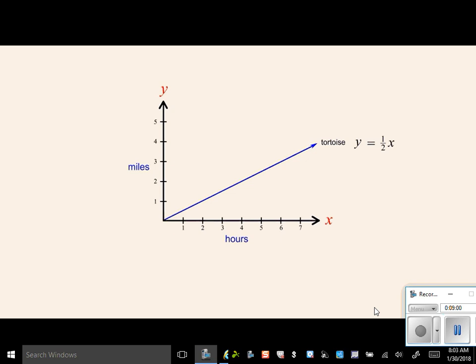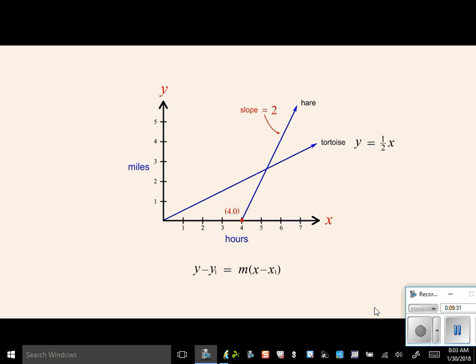Now that we have the equation for the tortoise's graph, we need to derive the equation for the hare. Since the hare is traveling at a constant speed of 2 miles per hour, the slope of his graph is 2. We don't know the line's y-intercept, but we do know that the line passes through the point (4, 0).